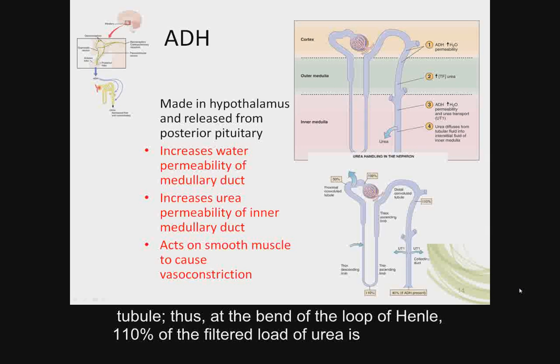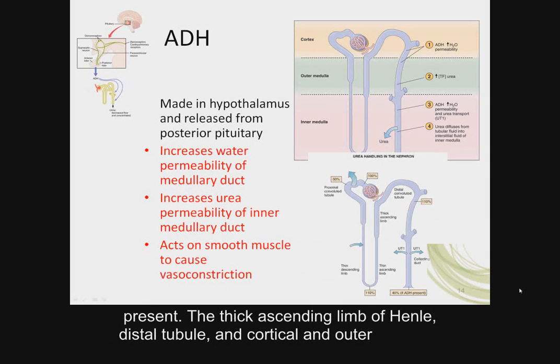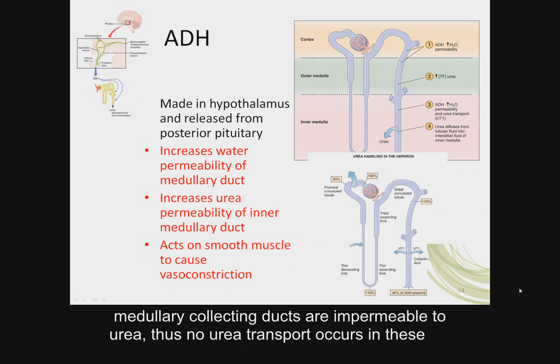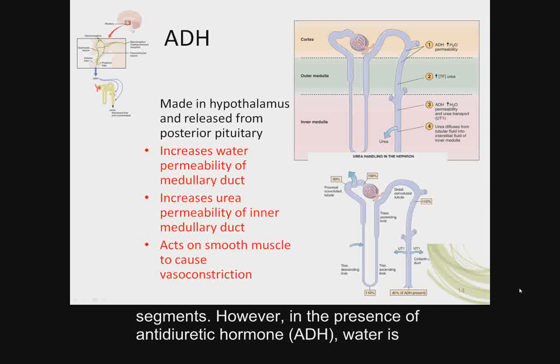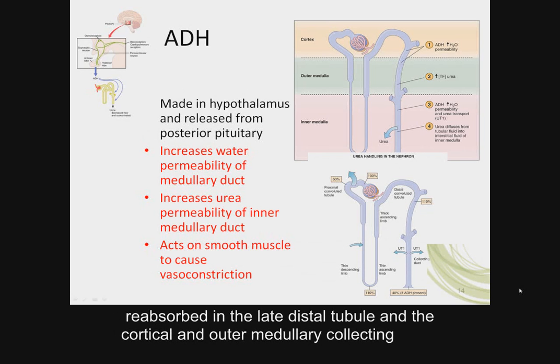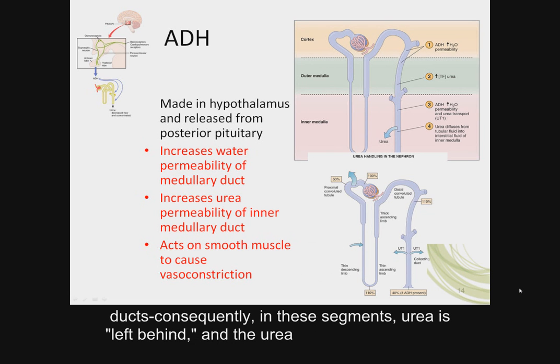The thick ascending limb of Henle, the distal tubule, and cortical and outer medullary collecting ducts are impermeable to urea. Thus, no urea transport occurs in these segments. However, in the presence of antidiuretic hormone, water is reabsorbed in the late distal tubule and the cortical and outer medullary collecting ducts. Consequently, in these segments, urea is left behind, and the urea concentration of the tubular fluid becomes quite high. In the inner medullary collecting ducts, there is a specific transporter for the facilitated diffusion of urea.